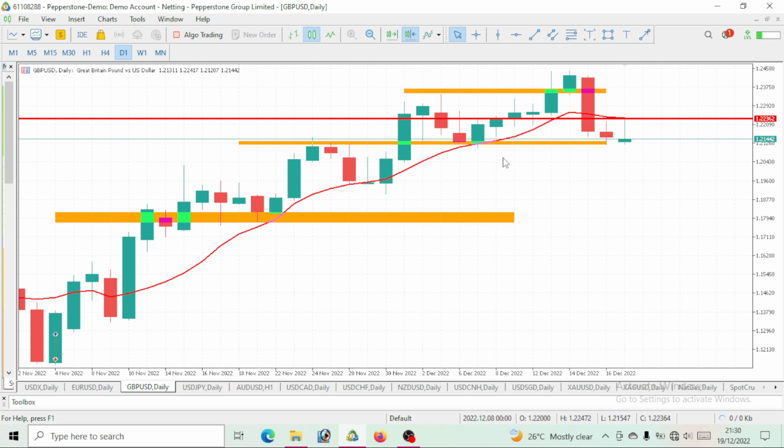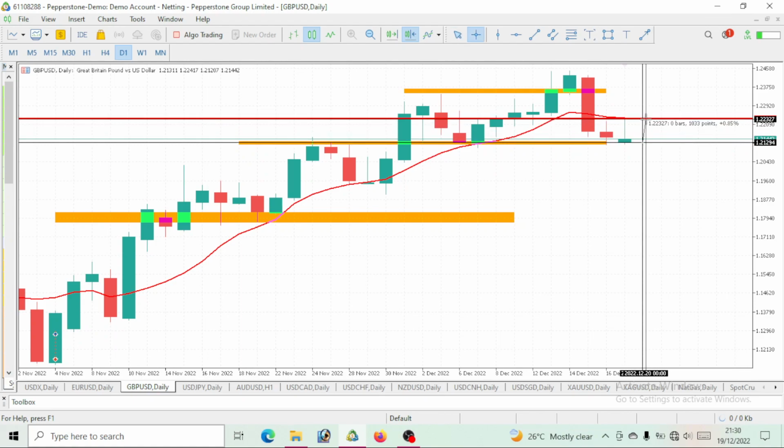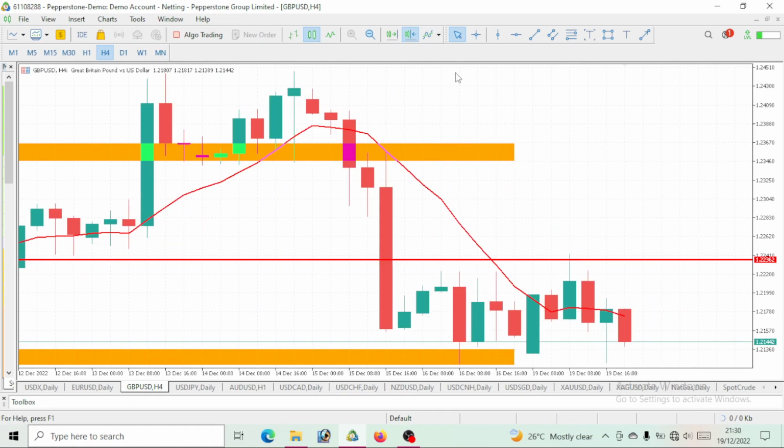So yesterday we did analysis for today. We told you guys that we would be expecting a bullish move on this GBP to USD. Guess what? We actually had that bullish move, and this is it. We made about 100 pips bullish move before price actually gave us a pullback on the 4-hour time frame.